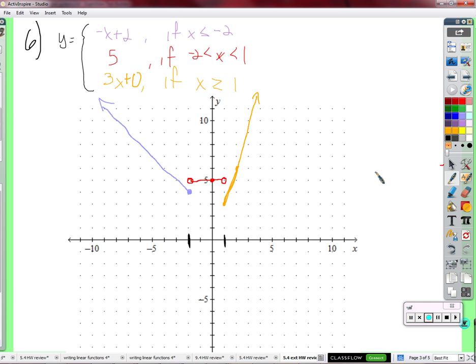-1.9, that's good. There's the point right there, -1.9. 1, there's the point for 1. There's the point for 2, and so on. Any x is going to give me an output, and so that tells me the domain is all real numbers.